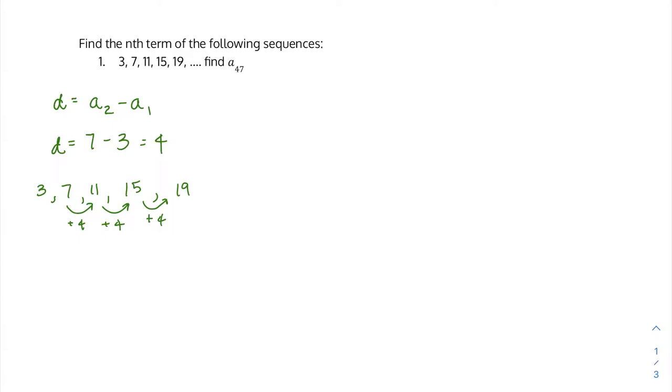Now that I know that it's arithmetic, I know I'm using this formula: a_n equals a1 plus d times n minus 1. I can find the general rule by plugging in a1 and d, which gives me the formula to find any term of that sequence. Sometimes we call it the explicit formula, sometimes I call it the general rule. So that'll be a_n equals 3, my first term, plus 4, my common difference, times n minus 1. A1 is your first term, d is your common difference.